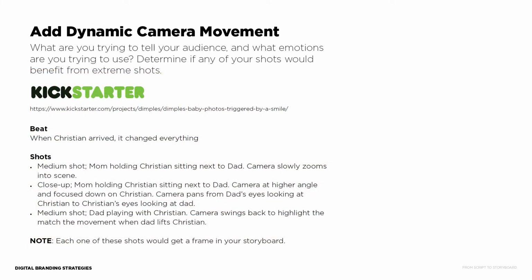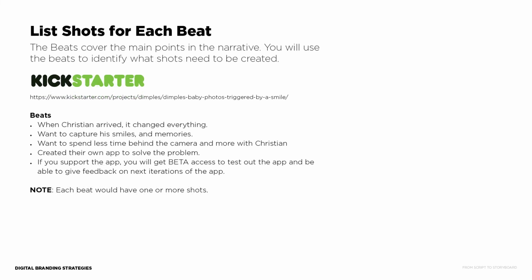Now have a look at your shots and think about the camera movement. Which shots would best be static, and which ones would benefit from dynamic camera movement? Use arrows or descriptions to explain any camera movement. Complete the process of listing shots for each beat in your story. Once you are done, combine your frames together in a storyboard. Examine how you are using the combination of shot types and movement to tell your story.